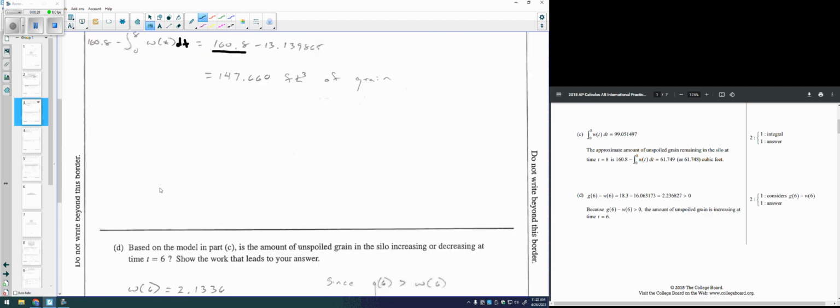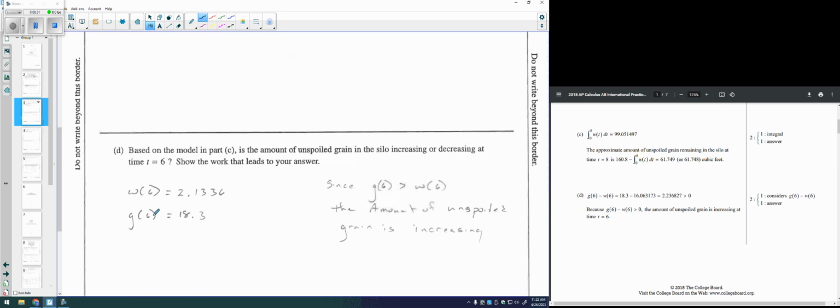G of T is the rate at which grain is coming in, and W of T is the rate at which grain is spoiling. So the rate at which the unspoiled grain is changing is G minus W. Okay, so that's how AP folks did it. They went G minus W of 6 and came up with a value. I simply found the value of each of them and compared them.